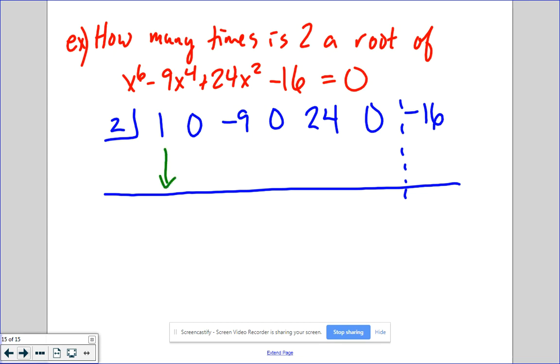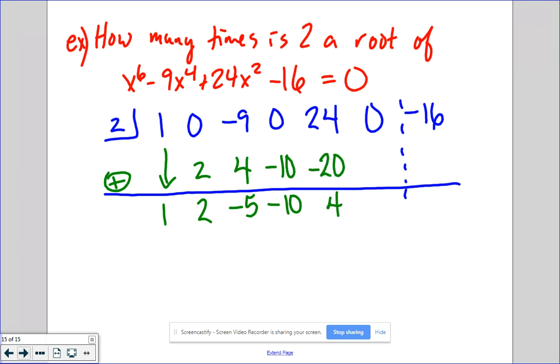So I bring 1 down. 1 times 2 is 2. And again, with synthetic we add, so that's 2. 2 times 2 is 4. And add, -5. -5 times 2 is -10. And add, -10. -10 times 2 is -20. And add is 4. 4 times 2 is 8. And add is 8. 8 times 2 is 16. And add is 0. So that tells me 2 is a root at least one time. Okay?